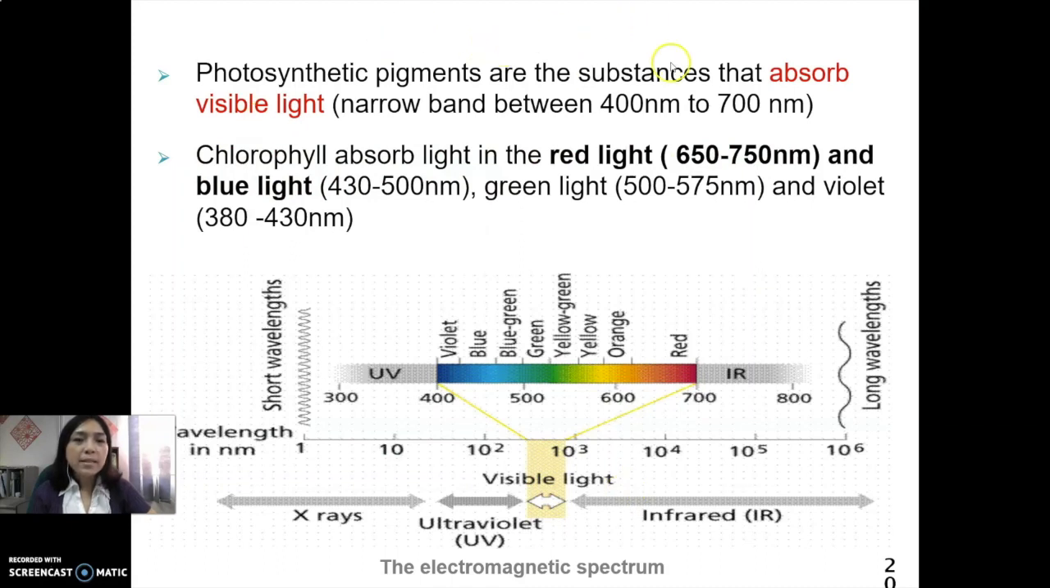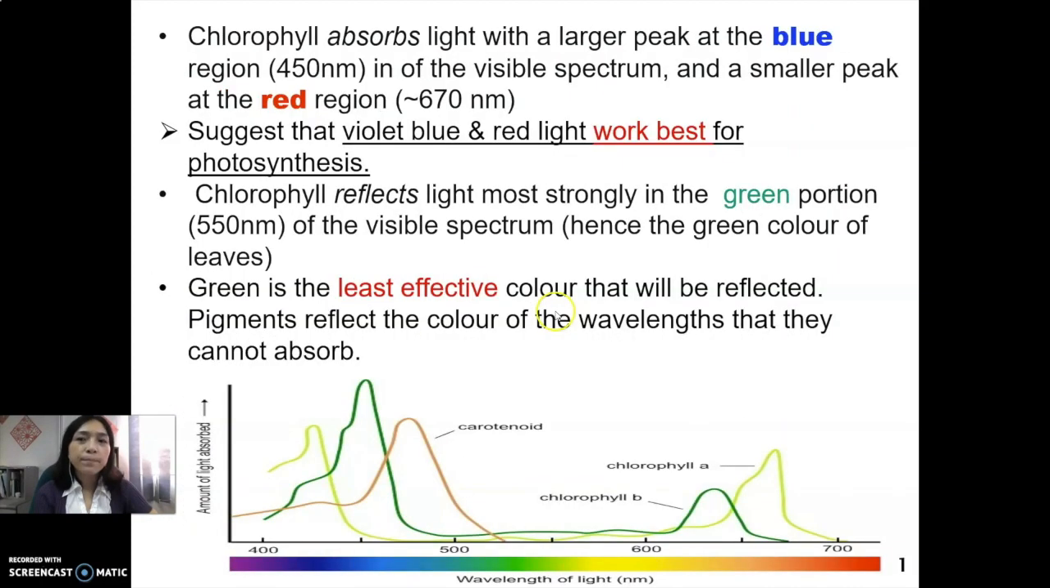Photosynthetic pigments are substances that absorb visible light, which I told you just now, like the rainbow colors: red, orange, yellow, green, blue, and violet. It's from 400 nanometers to 700 nanometers. Chlorophyll absorbs light in the red; red light is 600 to 700 nanometers, the blue light is 430 to 500 nanometers, the green light is about 500 to 575 nanometers, and the violet is about 380 to 430 nanometers.